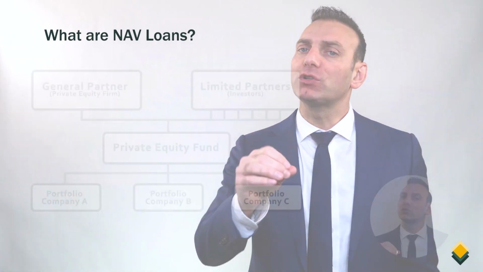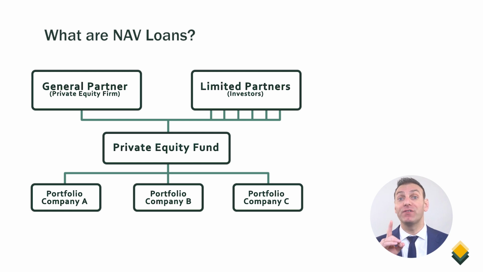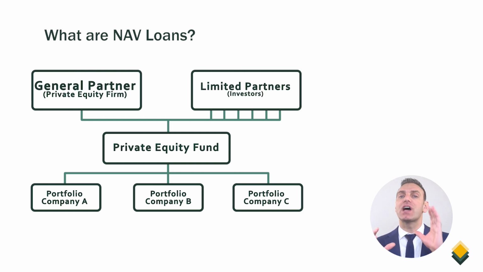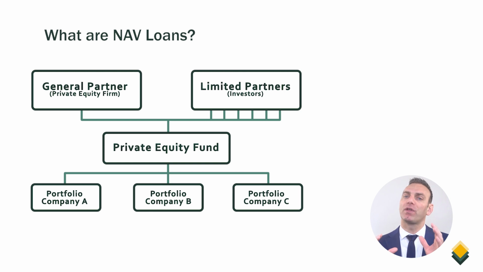So what are NAV loans? Well, just to recap, a private equity fund is created by a limited partnership agreement between the limited partners, the LPs or the investors, and the general partner, the GP of the private equity fund. Now, the private equity fund will buy companies on the investors' behalf. So let's look at how loans are involved.